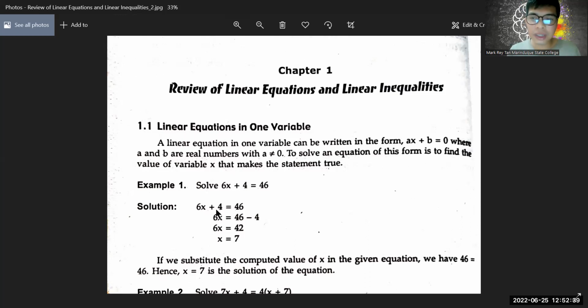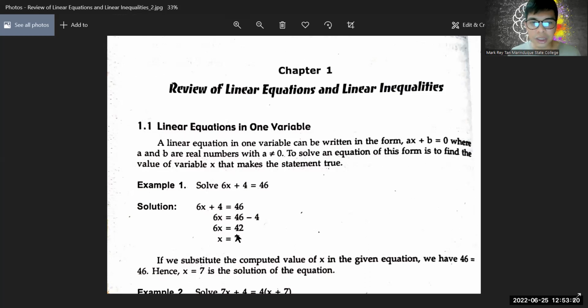So yung normal na ginagawa dito is minumove natin, pinagsasama-sama natin yung pare-pareho. So in this case, yung positive 4, nililipat natin siya sa kabila para magsama siya ng 46. Siyempre, since positive 4 siya sa left side of the equation, once nilipat natin siya sa right side of the equation, yung sign niya nagbabago. So therefore, from positive 4, nagiging negative 4 na siya. Kaya 6x equals 46 minus 4. Then magiging 42 na lang siya. Then we have 6x equals 42.